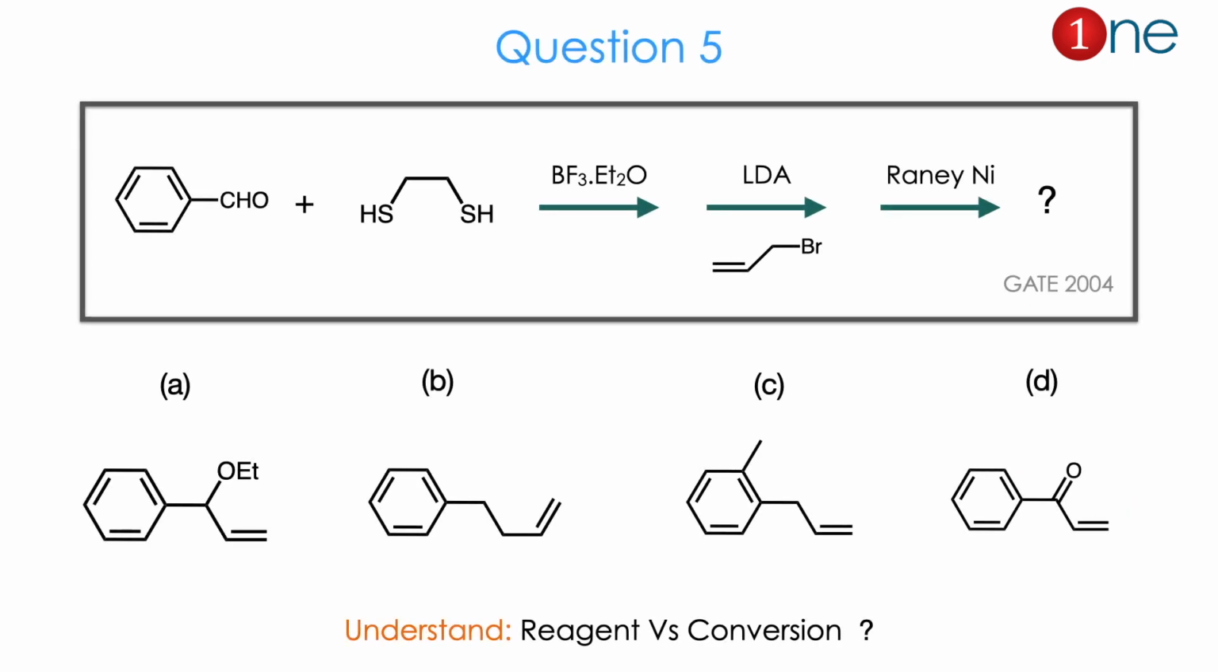Then question number 5. The starting material is benzaldehyde and you have the dithiol there. You are using BF3 and Et2O. Next step you are using LDA and allyl bromide. The next step you are using Raney nickel. Here 4 choices are given. In the 4 choices you definitely have a new CC bond and the alkene attached in different ways. Whether the alkene is attached with OEt or methyl, or a new CO is established there or not. From the reactant to product you might guess reagents are playing an important role and dictate the conversion. The answer is B. Let us see how.